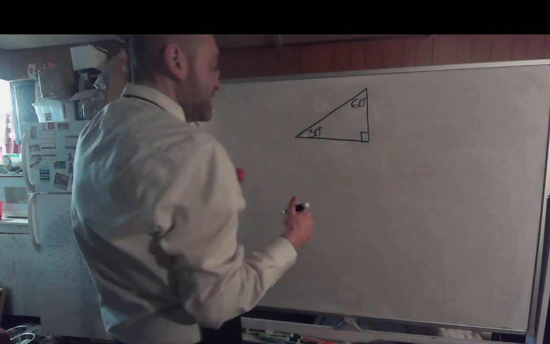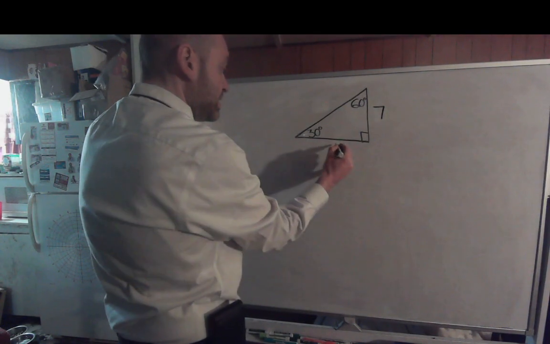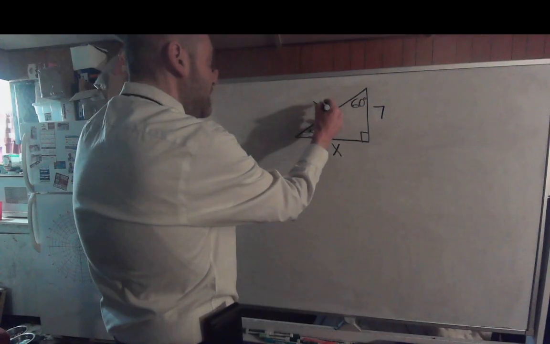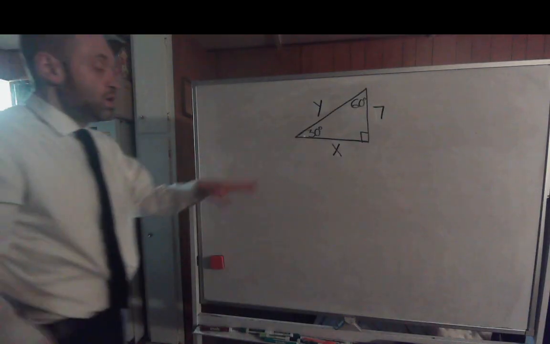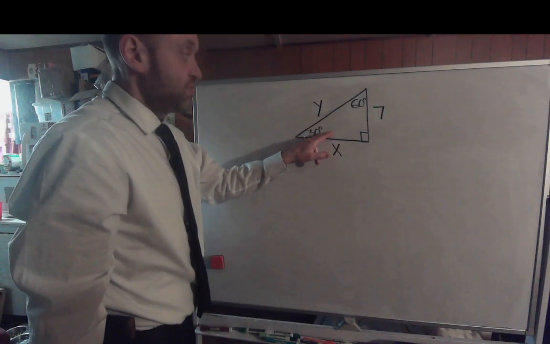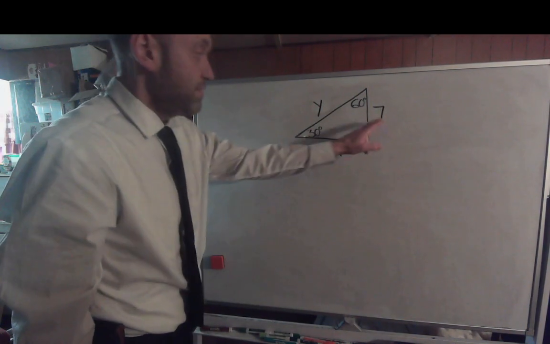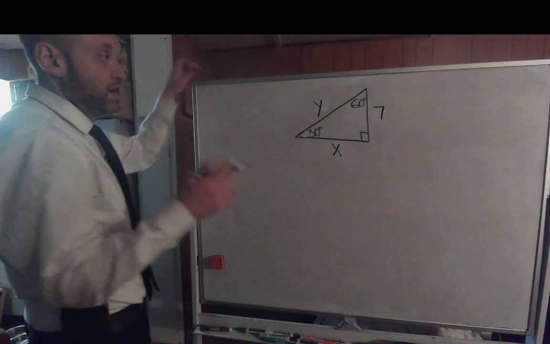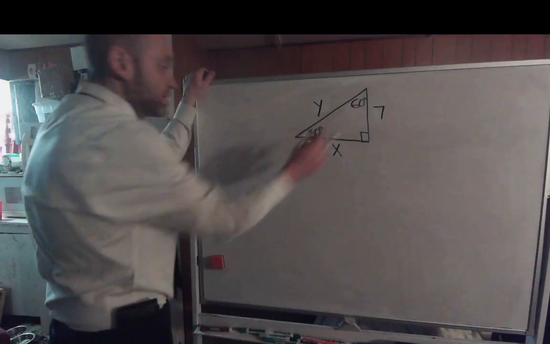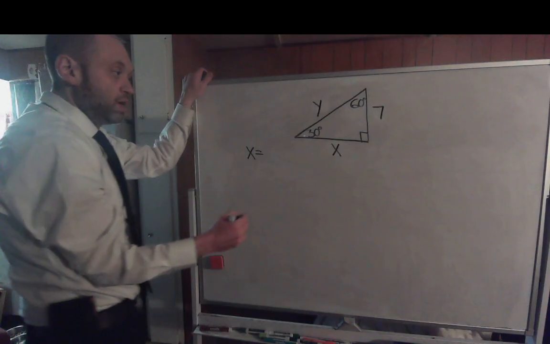Let's say in this case, I'll make 30 again, length of 7. Let's find x and y. Alright, so we know that the side across from the 30-degree angle is going to be 7. Let's find x, which is the length of the longer leg across from 60. Well, x is going to equal what?